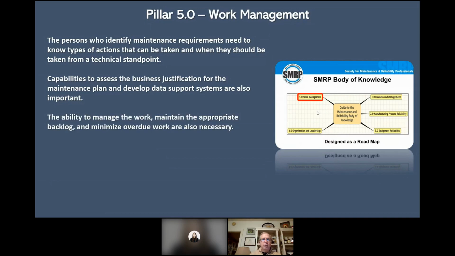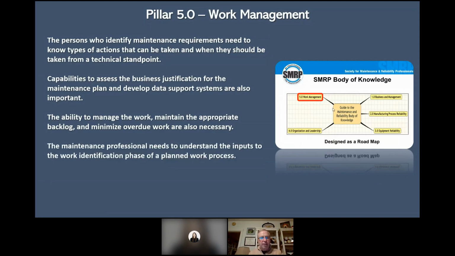The ability to manage work, maintain the appropriate backlog, minimize overdue work if necessary. What do you think's in here? Planning and scheduling. Maintenance planning and scheduling, critical. Maintenance professionals need to understand the inputs to the work identification phase of the planned work process. Need to understand, what does it take? What do we need to do?